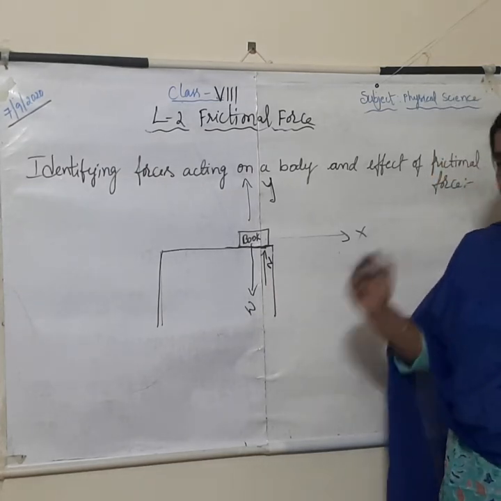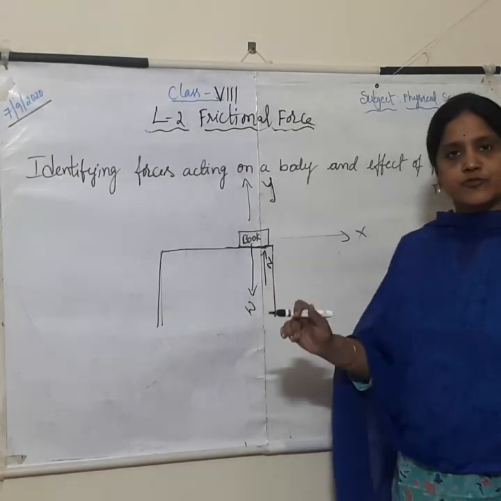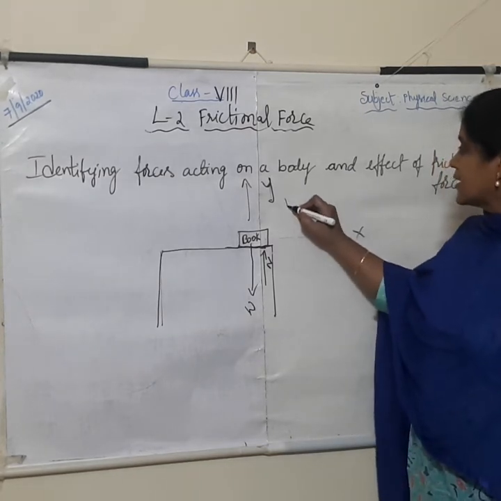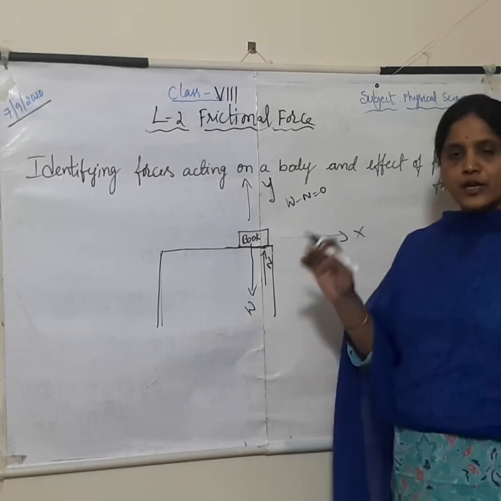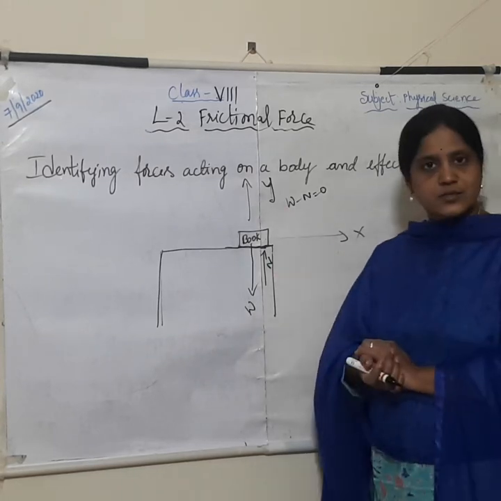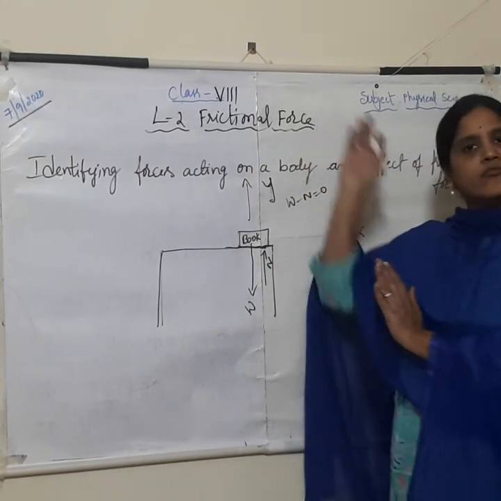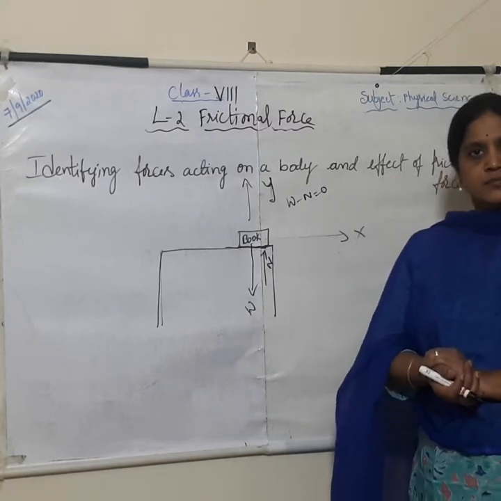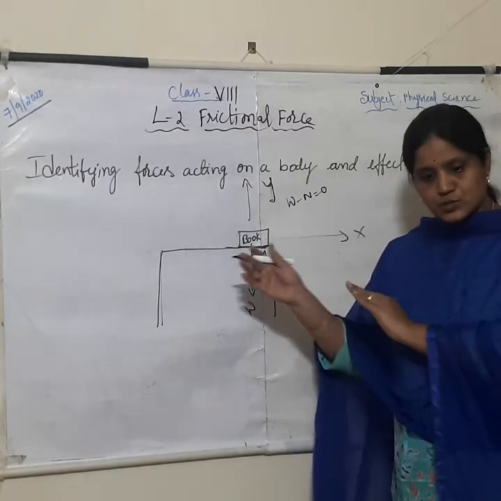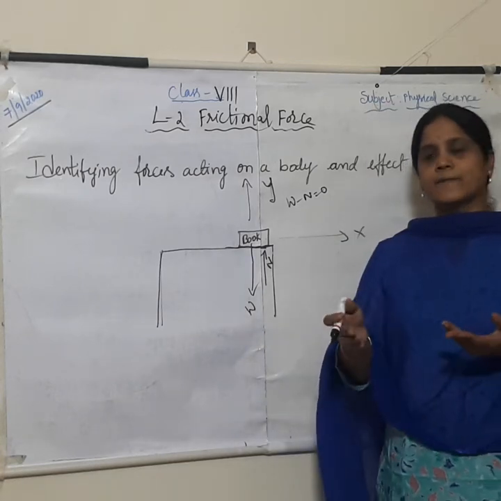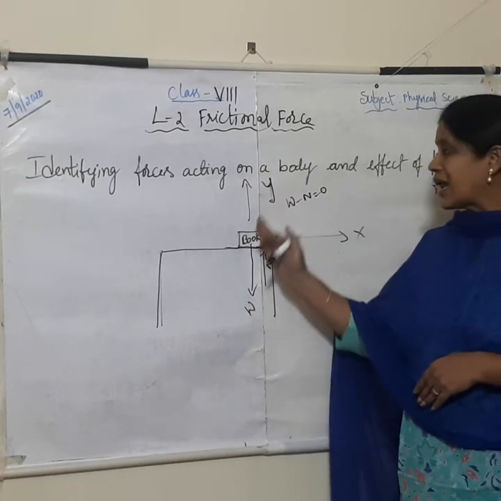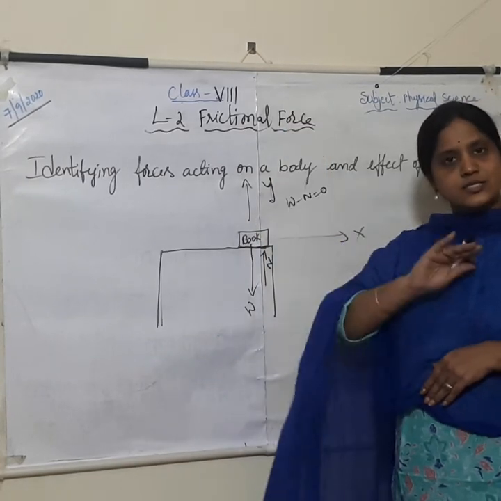At that condition, when you find the net force, you get W minus N equals 0. When the net force is 0 along the y-axis, the object does not move in the y direction. That's why when you push a book, it moves only along the horizontal direction instead of the vertical direction. Why? Because the net force acting on the book along the y-axis is 0.